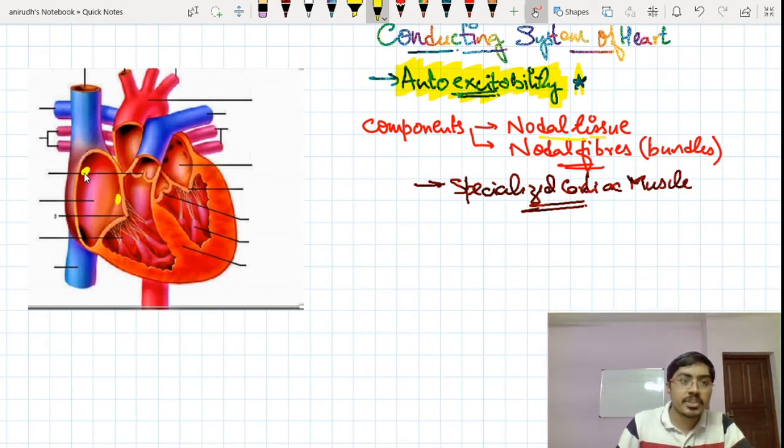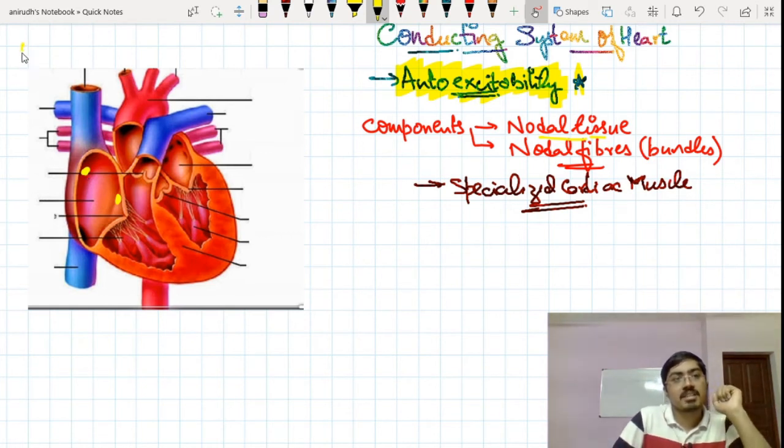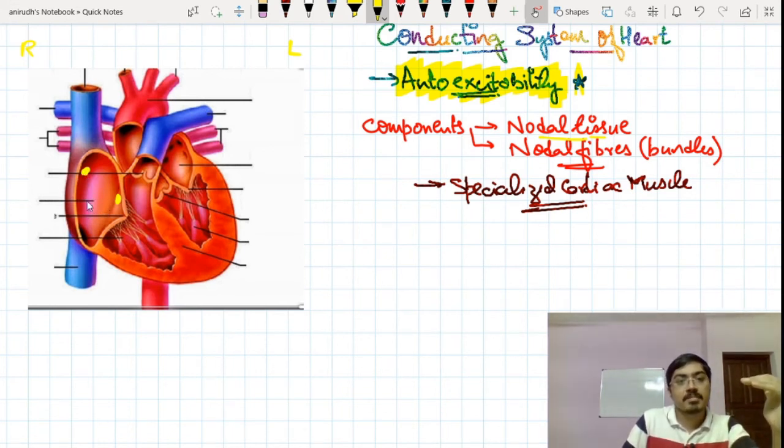So this one which you see over here is present in the upper right corner. This is my right side and this is the left side, isn't it? And this is at the right side. So it is at the upper right corner of the right atrium, just below the opening of the superior vena cava. This is the superior vena cava, it opens here.